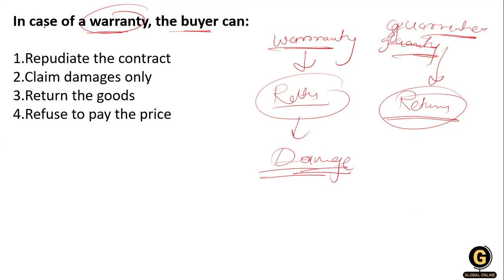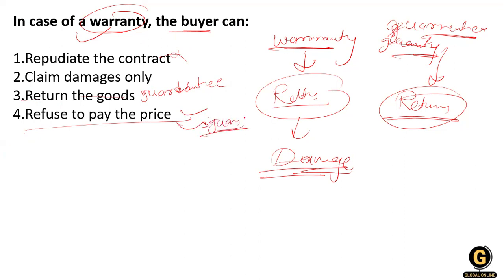So in that case, which is right for the warranty? Repudiate the contract, no. Returning the goods is a kind of guarantee. Refusing to pay the price is also a guarantee.